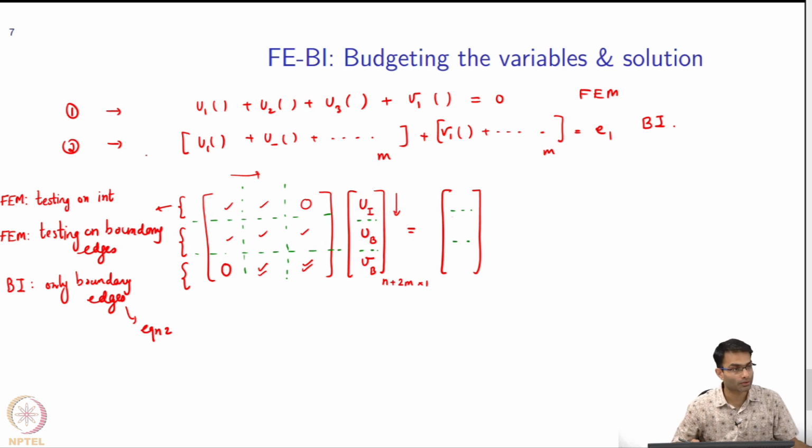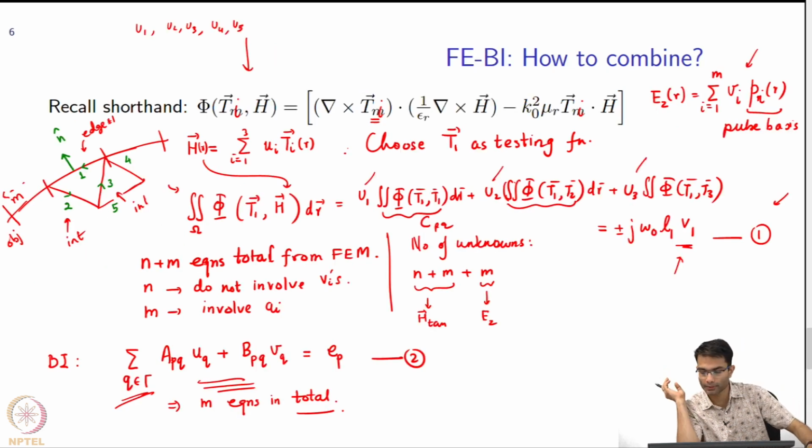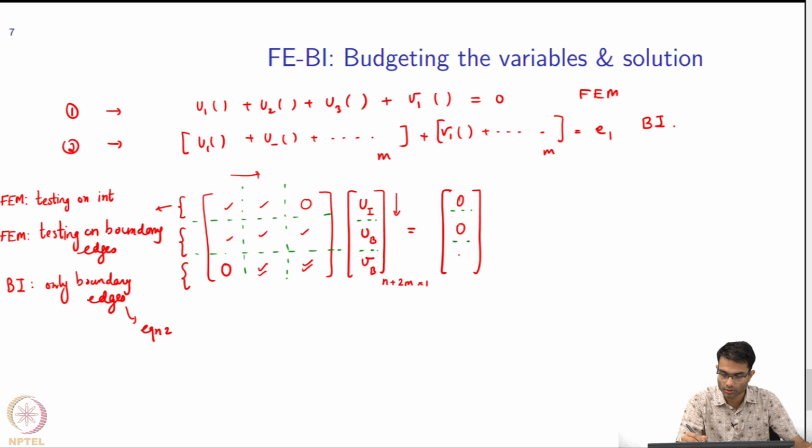Which of these entries are non-zero? When I test along any of the FEM edges, will I get any non-zero term on the right hand side? Look at, for example, equation 1. Is there any right hand side term? There is no right hand side term. And I am left with just the E, which is coming from VB. So I have n plus 2m equations in n plus 2m variables, and now I can solve this.